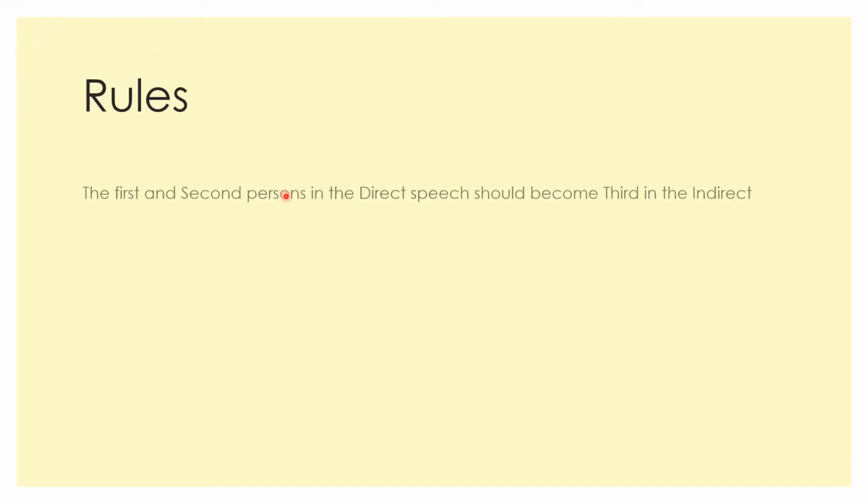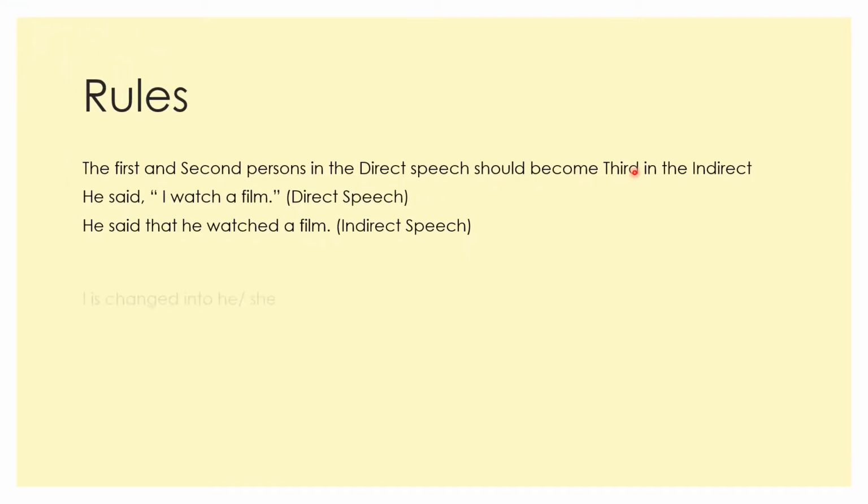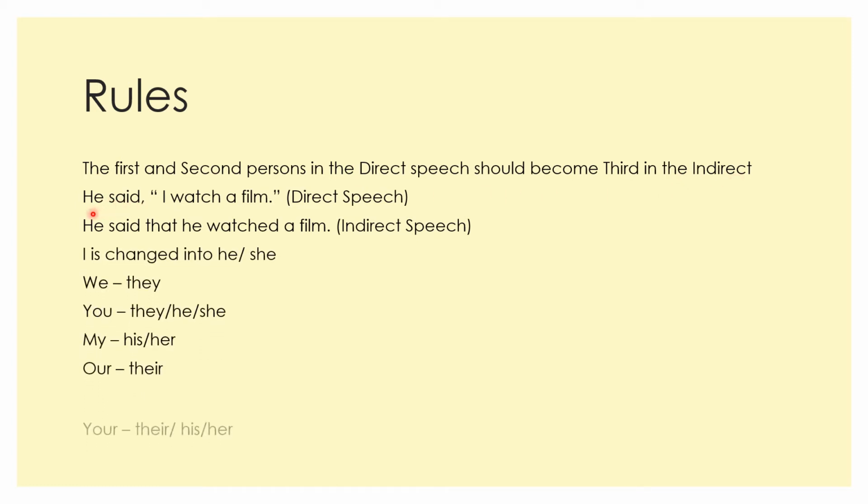The first and the second person in the direct speech becomes the third in the indirect speech. In the earlier slides, I already told you how the pronouns in the first and the second person change to the third person. So now this is also to be learned as a rule. He said, I watch a film. He said that he watched a film. So here it is just to make you understand that I, which is in the first person, has become he in the third person.